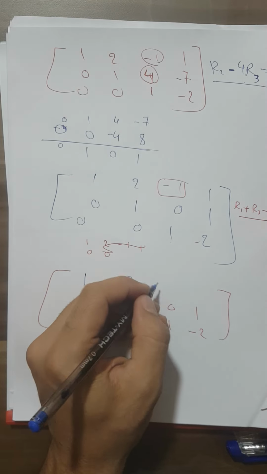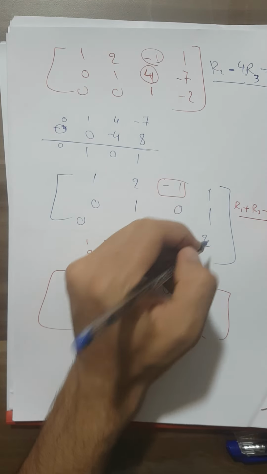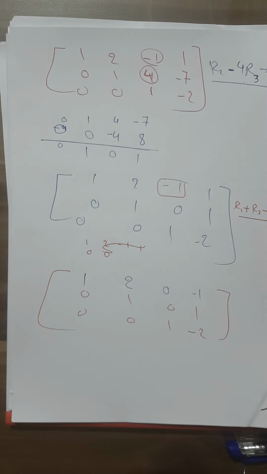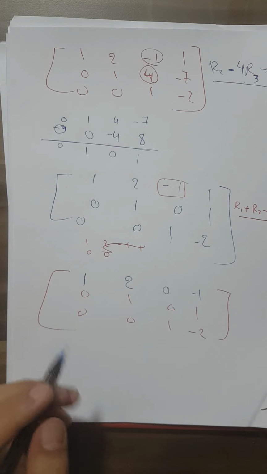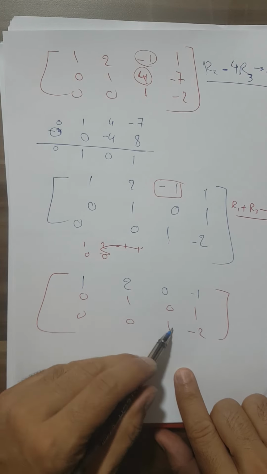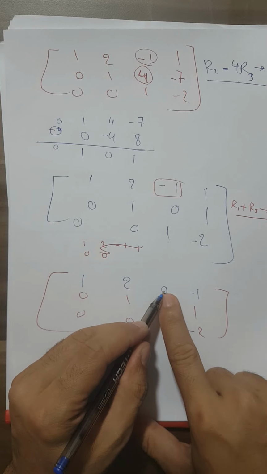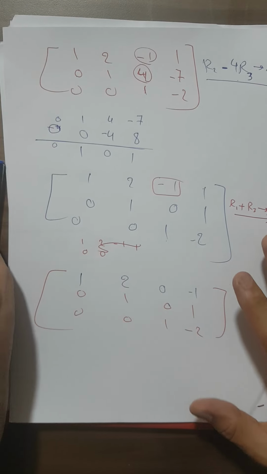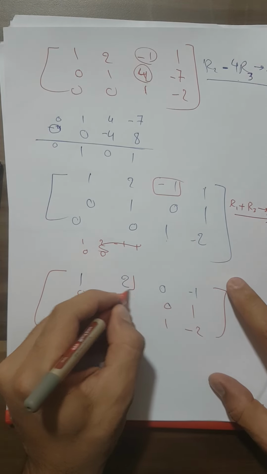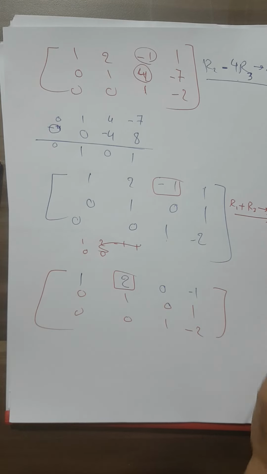Here plus here, I'll get 0. Here plus here, I'll get minus 1. So I got what? Also again I got 0 without changing anything. Look, here's not changed, here's not changed, also here's not changed. So we are in the final step with changing this one to what?